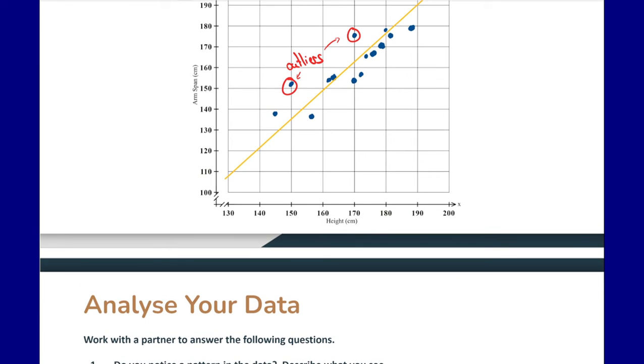Now again, because it's a line that we just kind of drew, I wouldn't say so much that any point off the line is considered an outlier. You want ones that are drastically away. Right, and I would say that these 2 are the 2 that are drastically away.